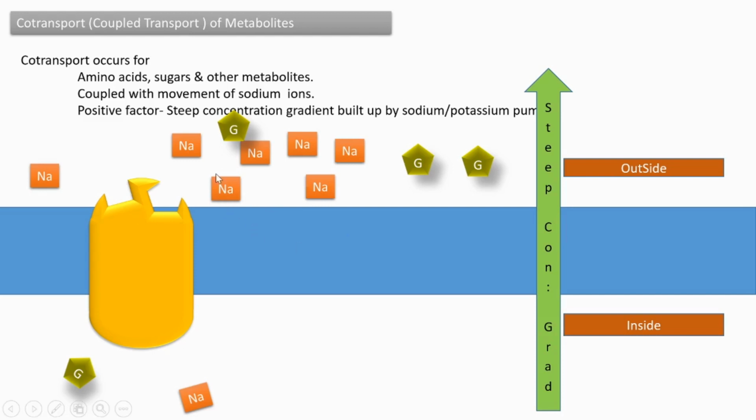Once more I will repeat. Whenever glucose is present in the medium, sodium binds to the carrier protein and the glucose also binds to the carrier protein. Its conformation changes, its binding site faces the cell's inner side, and it releases glucose and sodium. After releasing them, the conformation changes again and it faces the cell's outside again. That is co-transport of glucose coupled with sodium.